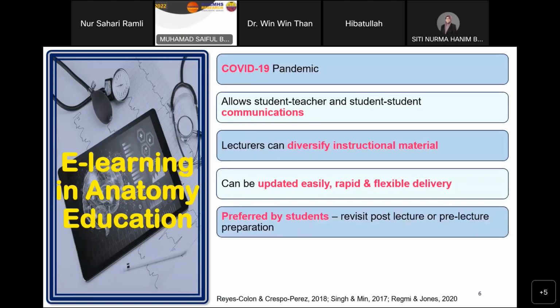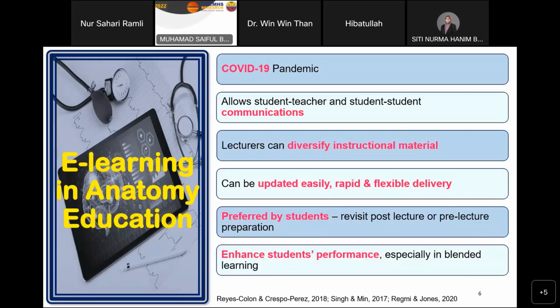And it has been proven in studies that e-learning is preferred by students as well. This is particularly true for recorded lectures, so they are free to revisit the lecture after the face-to-face contact hours. Or sometimes educators can also prepare pre-lecture preparation material for students to understand when they come to the lecture later on.